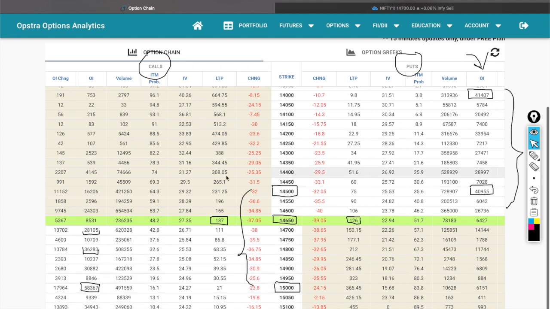So this is how you find out the range of the market, and this is very important if you are planning for option selling or whatever. This particular thing is very important, because if you don't understand the range of the market, you cannot trade in the market.